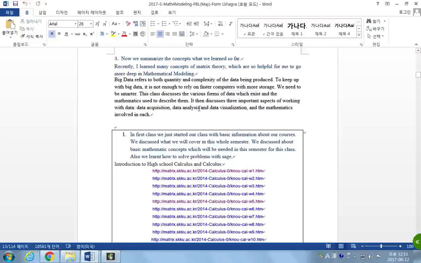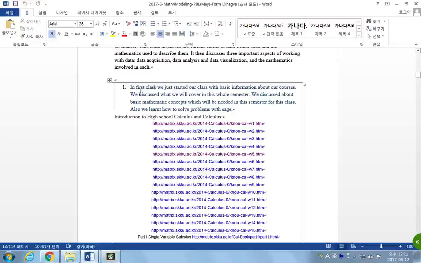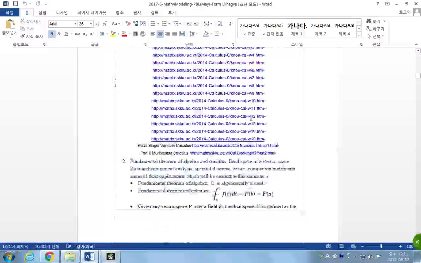My PBL report contains, first, I summarized some concepts that we learned so far. First week, in first class we just started our class with basic information about our courses. We discussed what we will cover in this whole semester. We discussed basic mathematical concepts which will be needed in this semester for this class. Also, we learned how to solve problems with Sage in the first week.